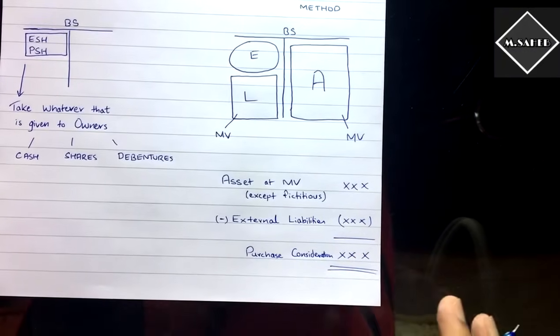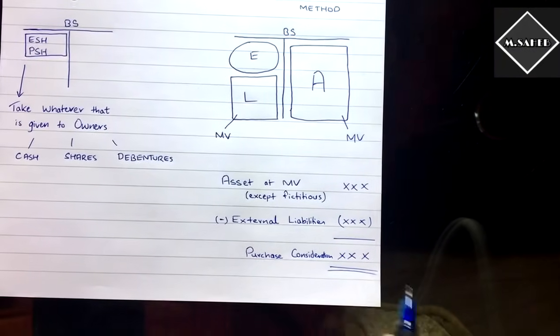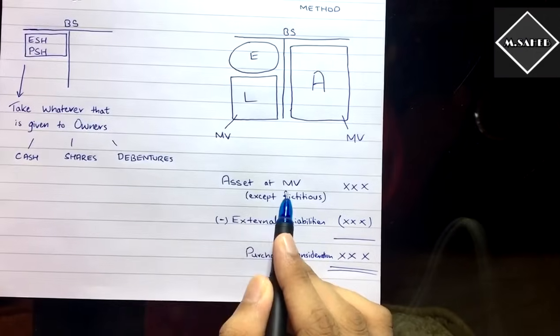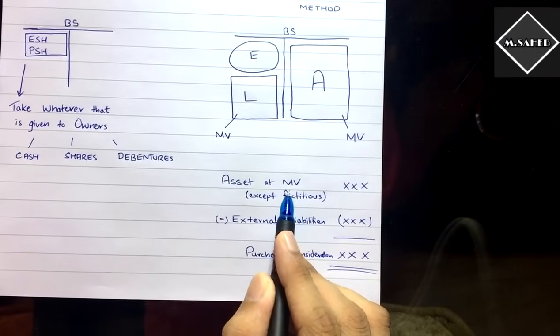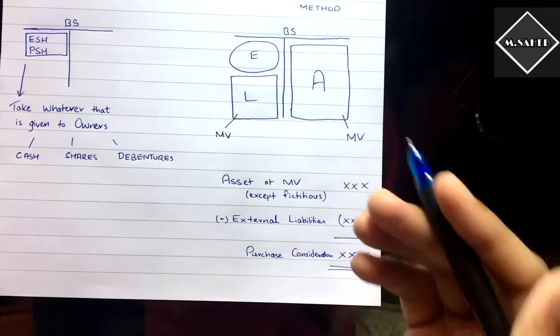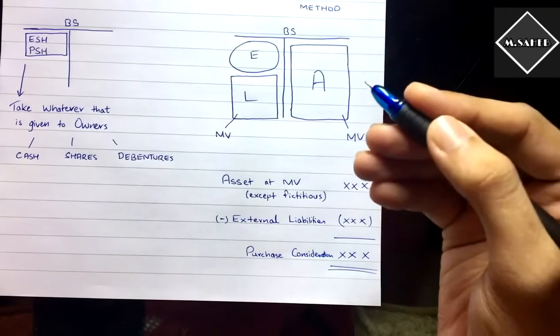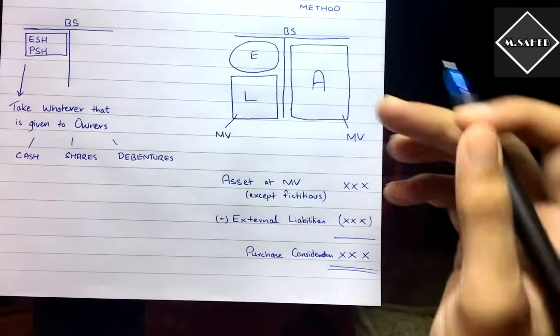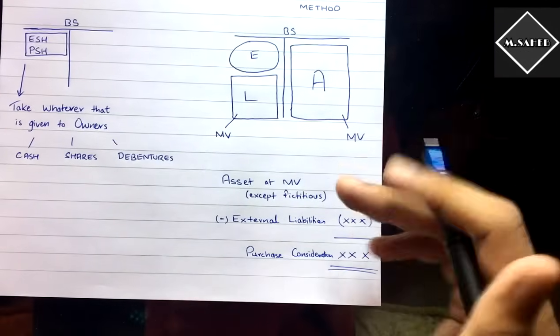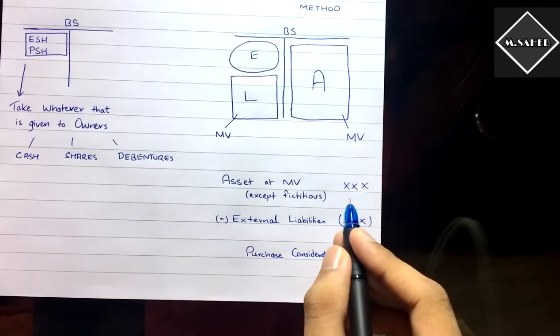In this calculation of purchase consideration, you will take all the remaining assets at market value. Fine, you will take market value. If market value is not available, then take the agreed value between the companies, or the book value. If nothing is given, then you have to assume that the book value is the fair value or the market value, and you have to take it like that, right?